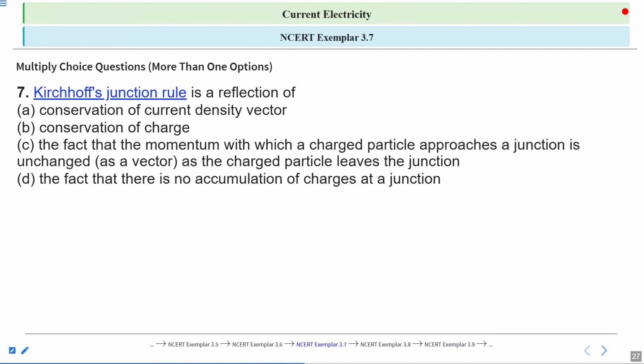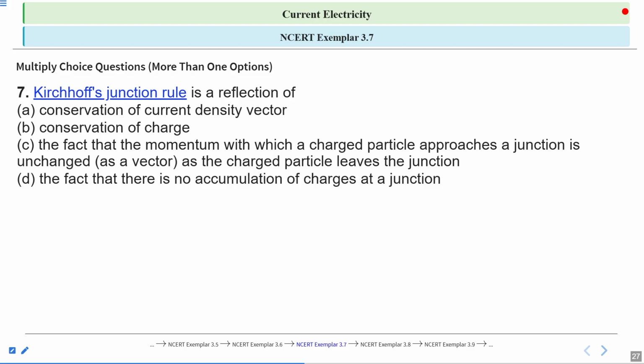Next question, NCERT Exemplar 3.7, and these questions from now onwards are multiple choice questions with more than one option. So the question is, Kirchhoff's junction rule is a reflection of. First option is conservation of current density vector. Second option is conservation of charge. Third option is the fact that the momentum with which a charged particle approaches the junction is unchanged as the charged particle leaves the junction.